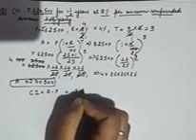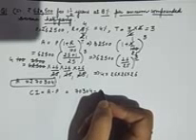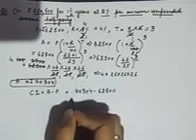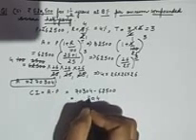So 70304 minus, how much? Minus 62500. So it will be your, how much? It will be 7804. Okay, so the answer will be 7804.